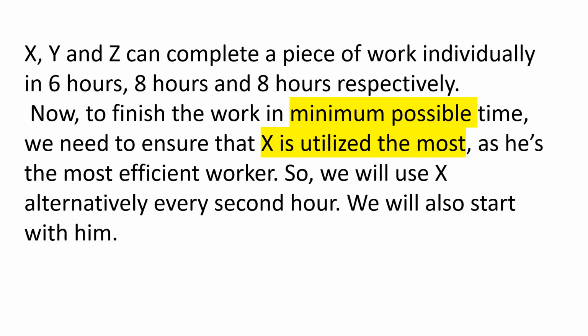Now you can solve this question in a very easy way. X, Y and Z can complete a piece of work individually in 6 hours, 8 hours and 8 hours respectively. Now to finish the work in minimum possible time, we need to ensure that X is utilized the most as he is the most efficient worker. So we will use X in alternate hours. So we will start with X.